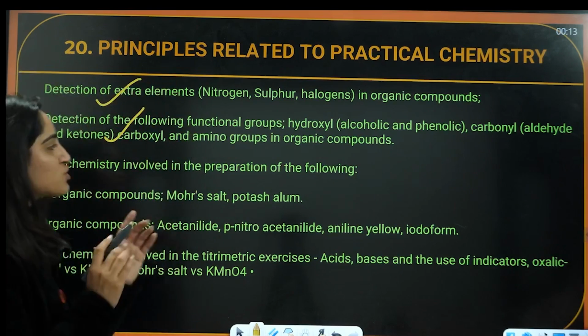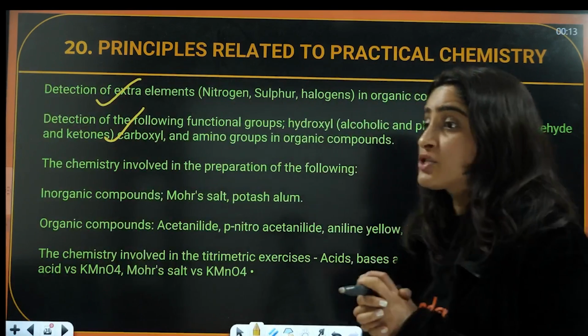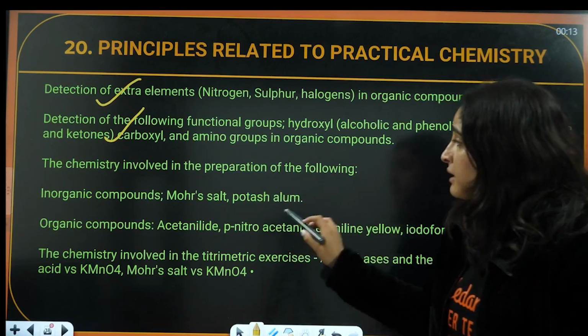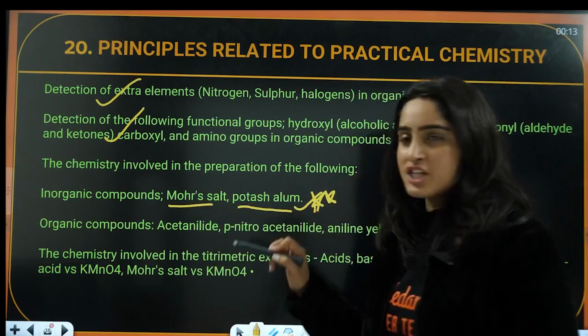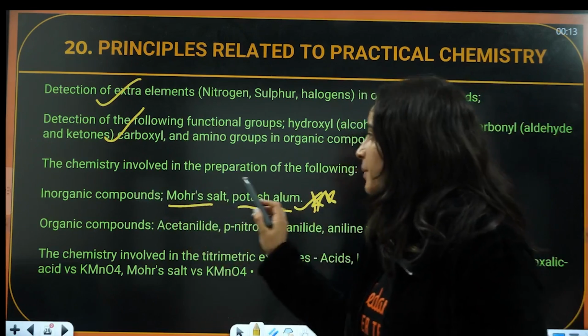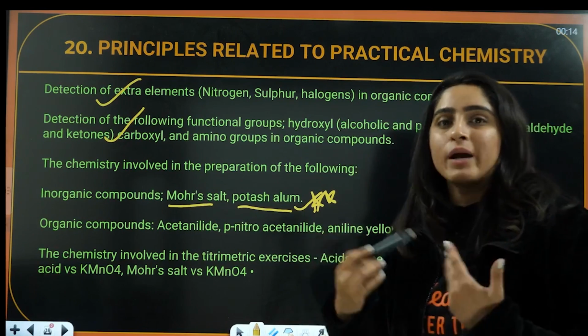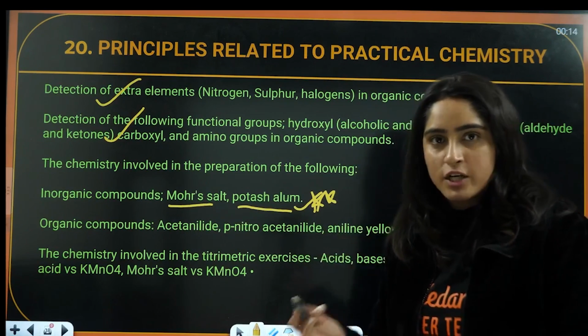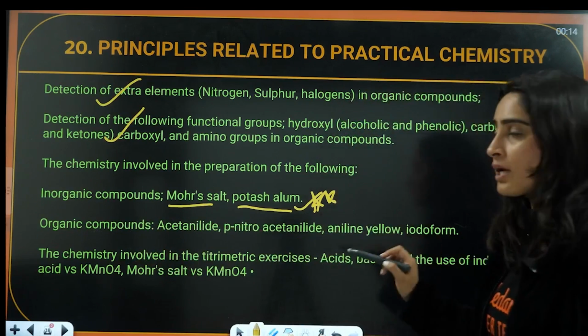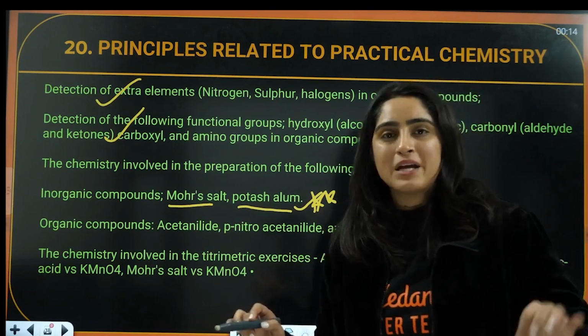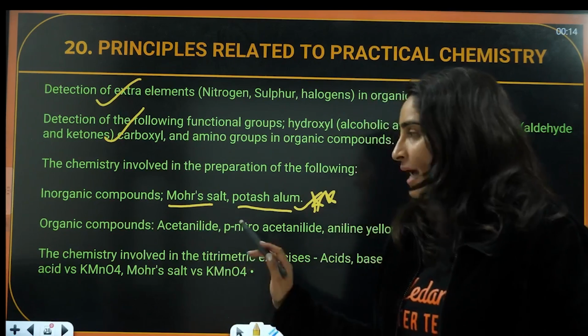Now let us see the chemistry involved in the preparation of polymer. The chemistry involved here becomes very important. These salts have been mentioned, Mohr salt and potash alum. Inorganic compounds: what is the chemistry, how they are prepared, the chemical reaction involved, everything, right? And there come organic compounds. These are the organic compounds. You need to know the preparation method of these organic compounds, right?